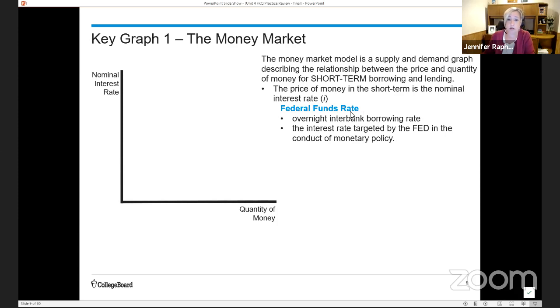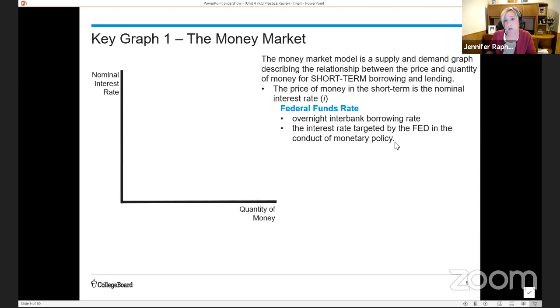Of particular note, in terms of nominal interest rates, is a short-term interest rate called the federal funds rate, which I'm sure you know is the overnight interbank borrowing rate. This is the rate that member banks charge one another for overnight borrowing. It's also the interest rate targeted by the Fed when it conducts monetary policy. The Fed does not set the federal funds rate. The Fed sets the discount rate. The discount rate is the short-term borrowing rate that the Fed charges member banks to borrow directly from the Fed itself through what's called the discount window.